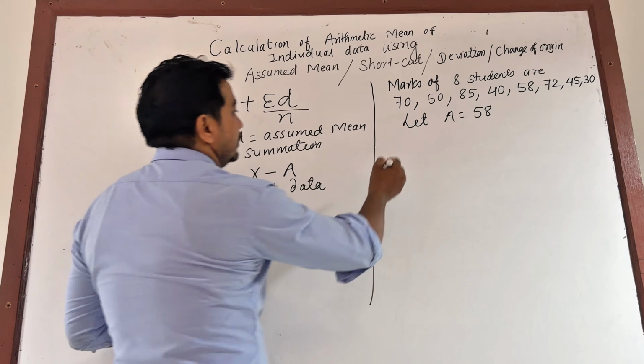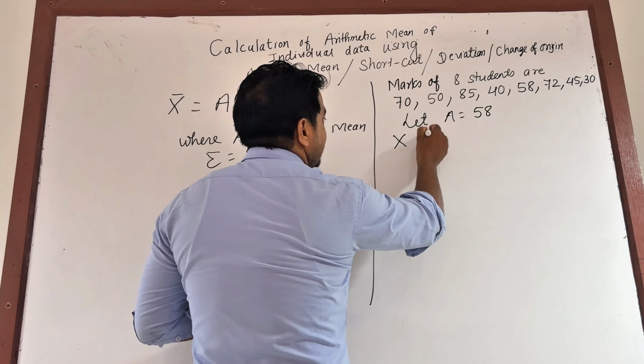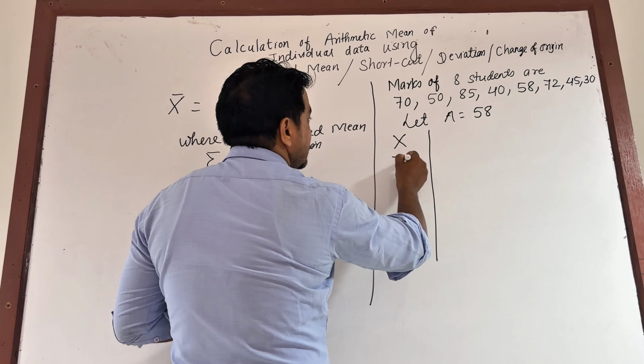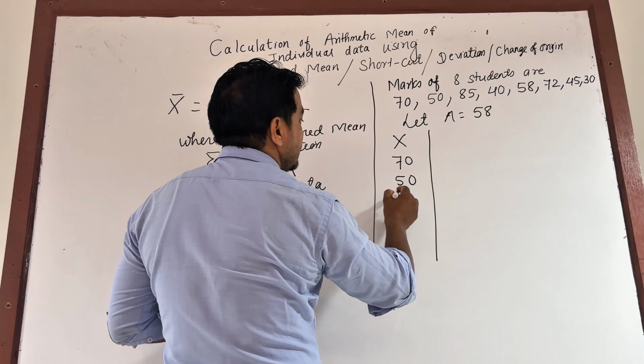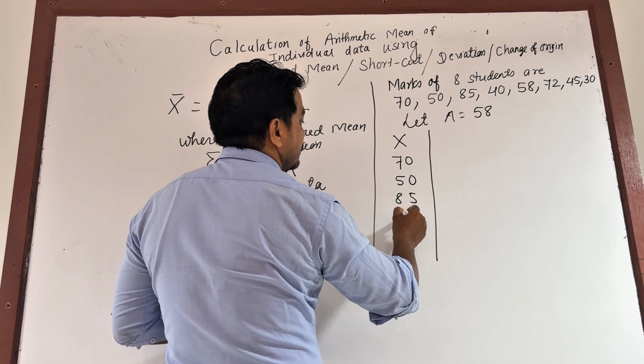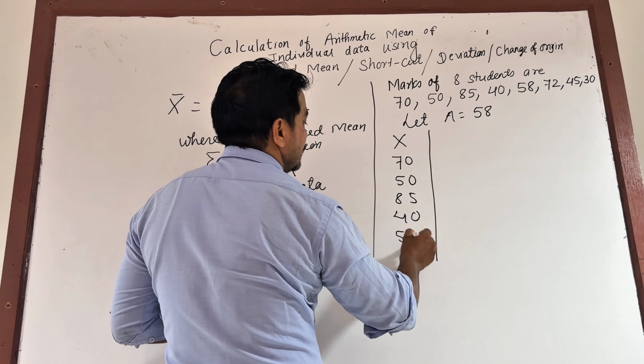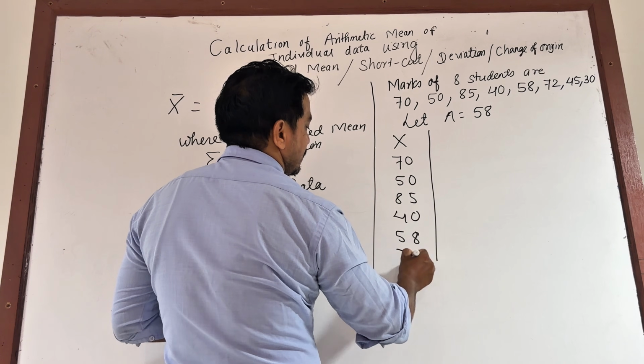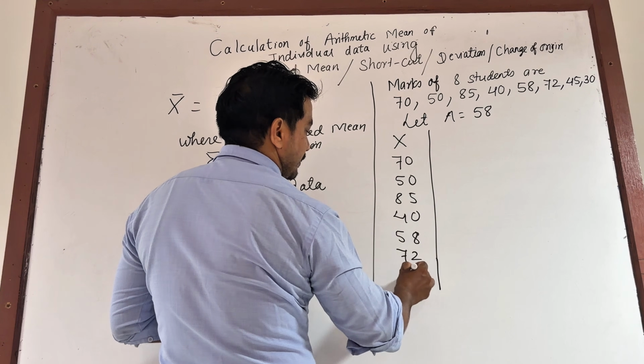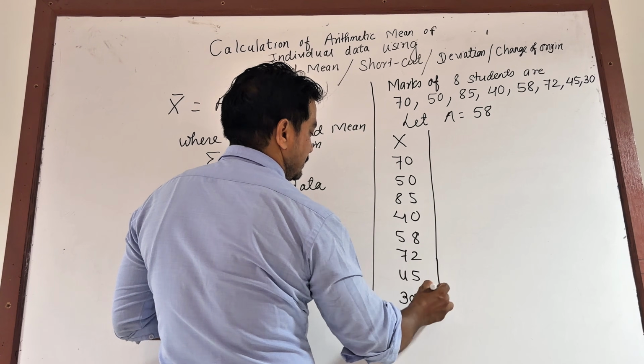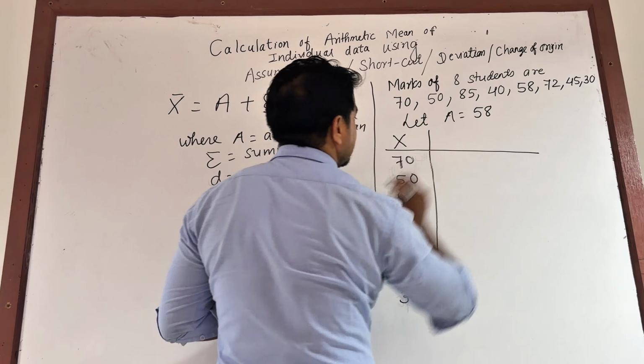We represent the data by x: 70, 50, 85, 40, 58, 72, 45, 30. This is x.